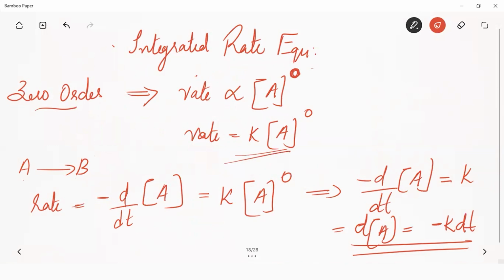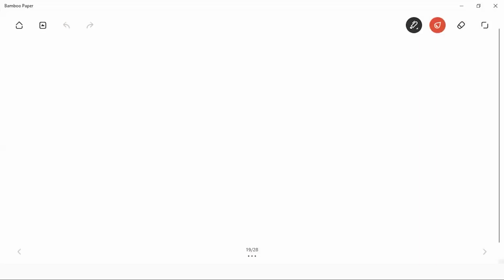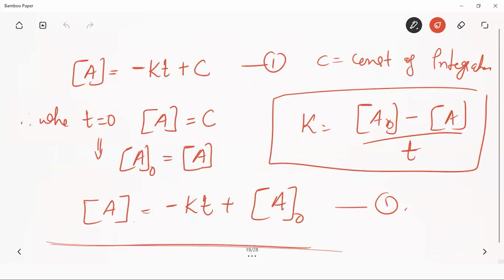Now the average rate equation is minus d by dt, that is minus in terms of decrease in concentration of the reactant, and after that you have to equate it. After equating you will get the rate equation. After that, you have to integrate in order to remove that d. You have to take that integration on both sides.